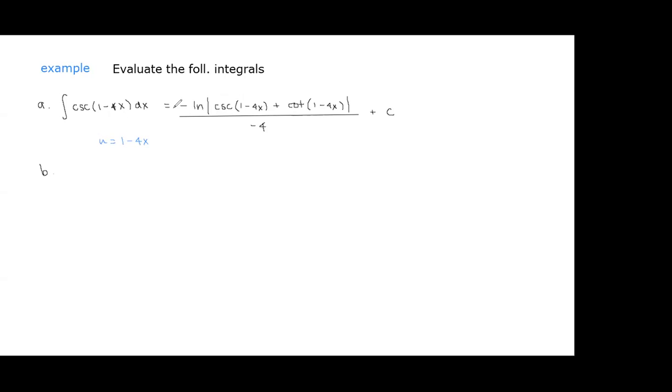All right, for the next one, I'm going to ask you to find the antiderivative or the integral of x times tangent of 4x squared.